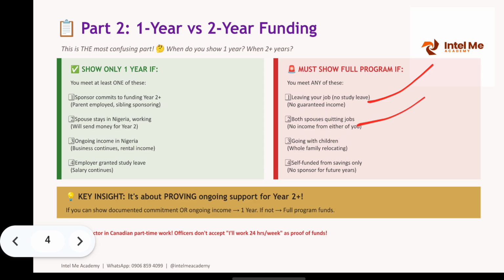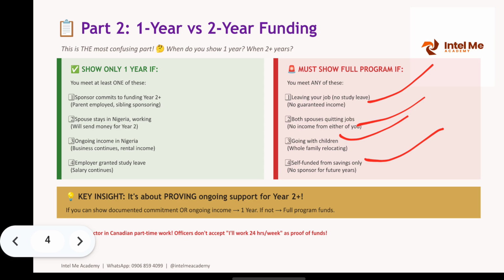If both spouses are quitting their jobs and relocating together, you must show that you can cover the first year and the second year. If you are going with children, do you understand? You must show that you can also cover the first year, second year, if the entire family is relocating. So if you are self-funded from your savings only, there is no backup, nothing else, you must also show that you can pay for the full program.